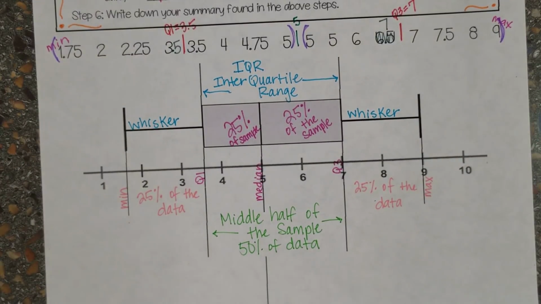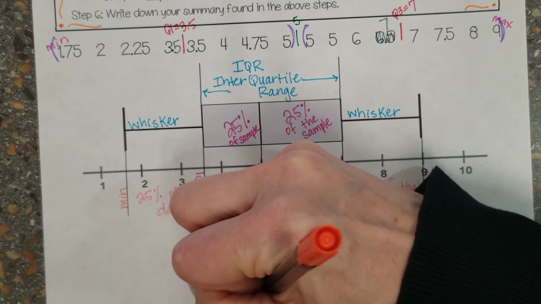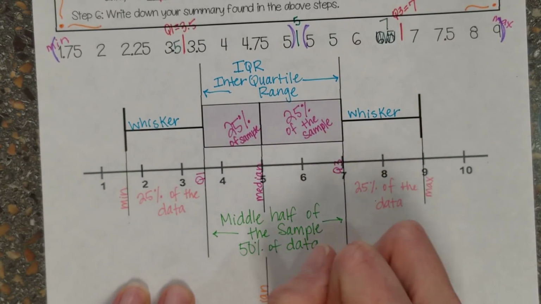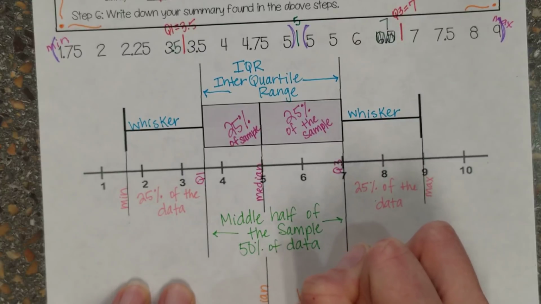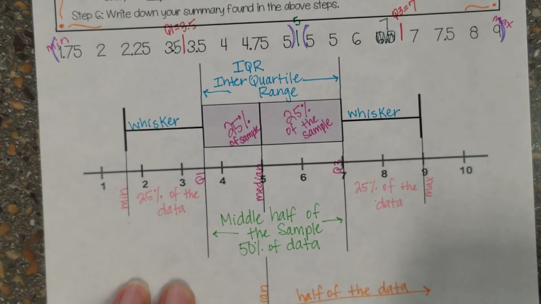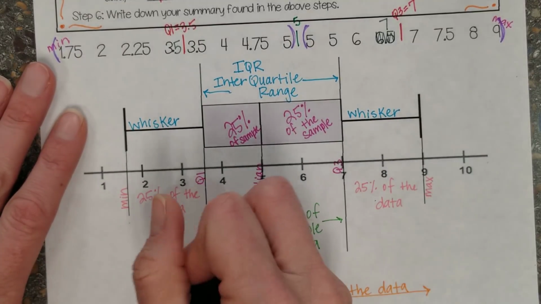Okay? Also, so from the median, so remember this is the median right here still. From the median to the max, this is half of the data. Okay? And then from the median to the minimum is another half of the data.